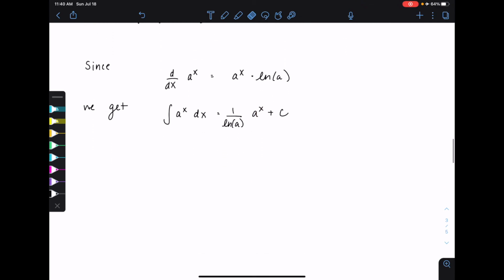So let's try some examples. Let's just evaluate the integral of 3 to the x dx. So we're going to get 3 to the x, but we have to divide by the natural log of the base and add c.